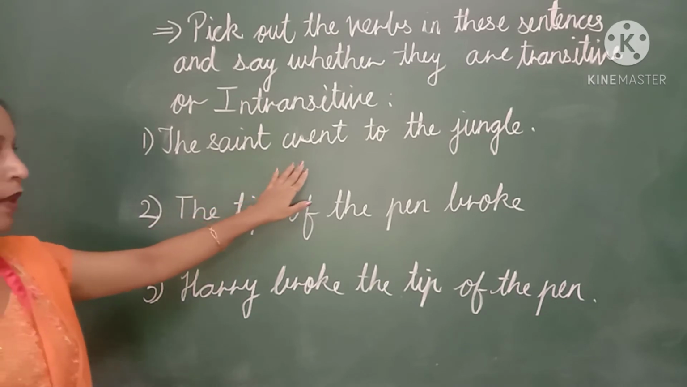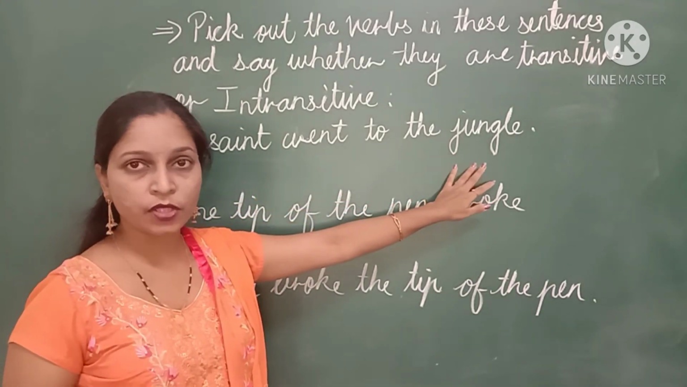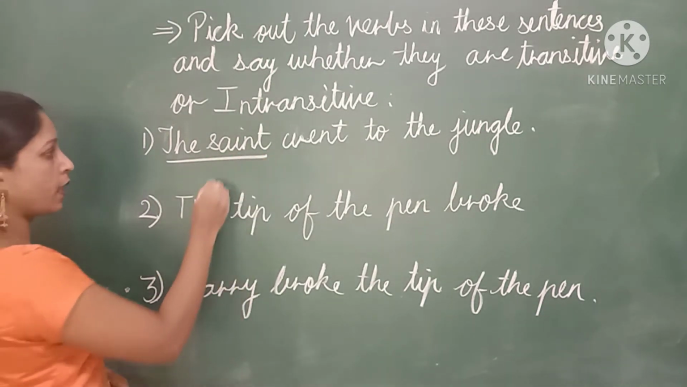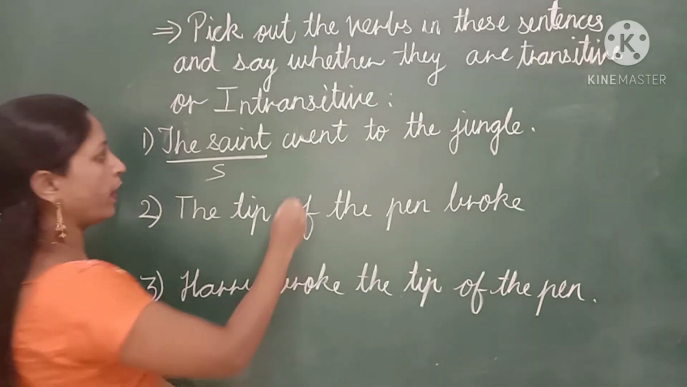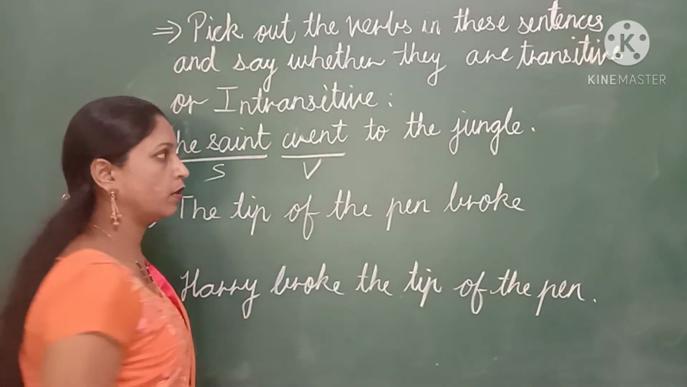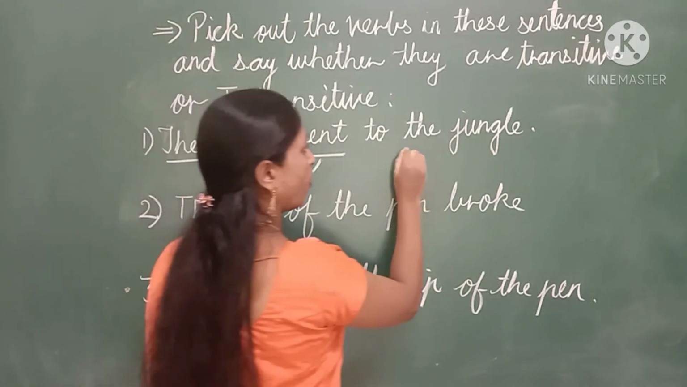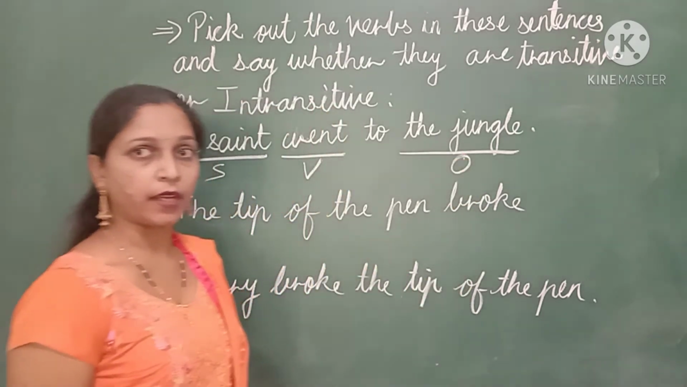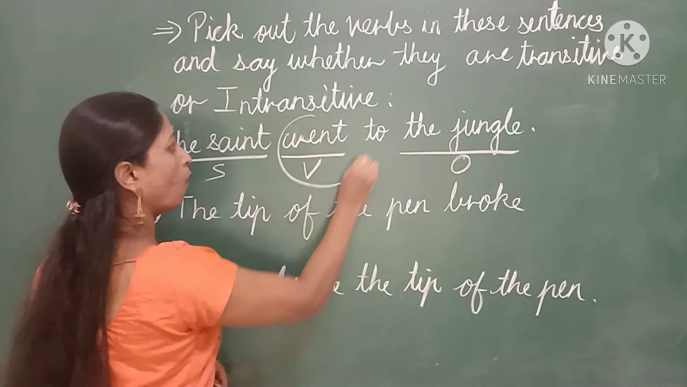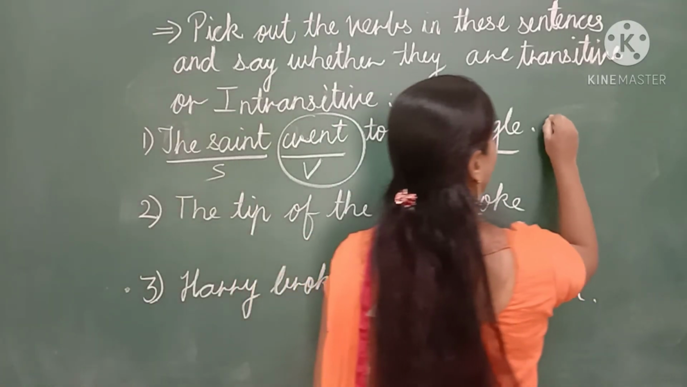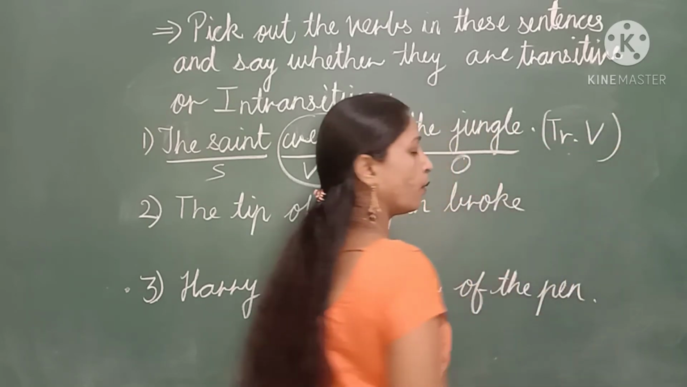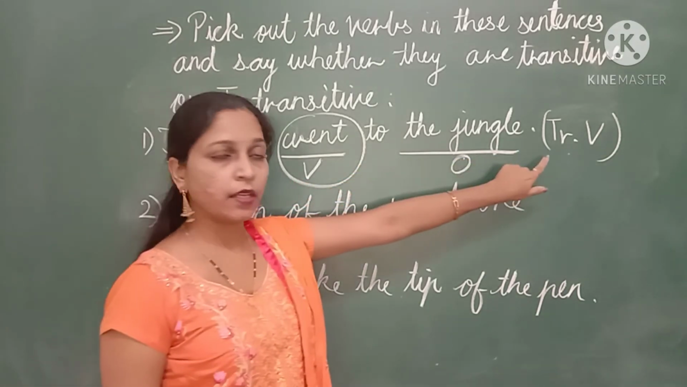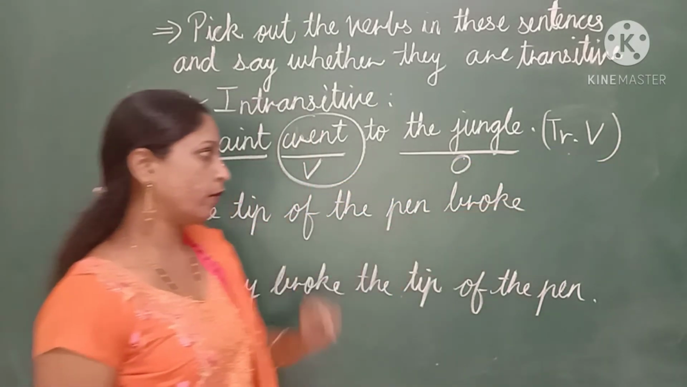The saint went to the jungle. Here which is the subject? Correct. The saint. We are talking about the saint. It is the subject. Went is the verb. And where is the action performed? In the jungle. So jungle is the object. So the verb went is a transitive verb. Okay. So while writing you will write verb went and a small dash and then you write transitive verb. Okay, this is how you will write in the book.